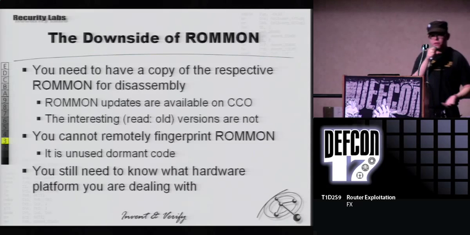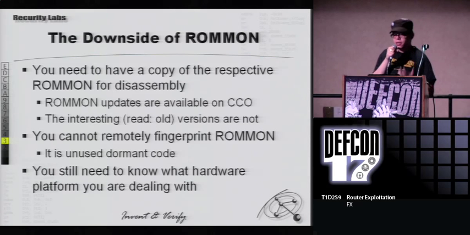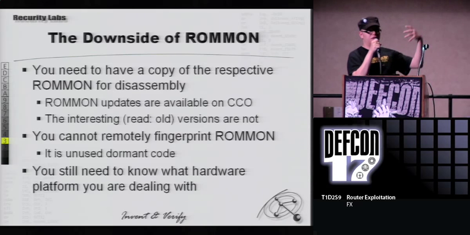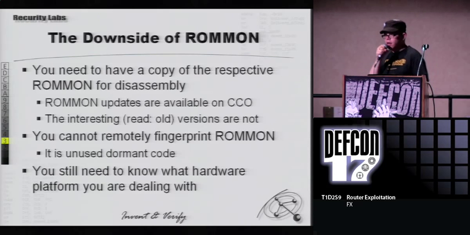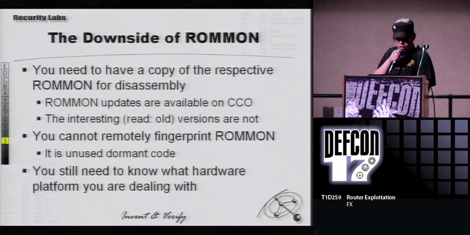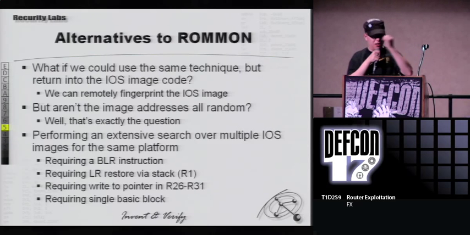The downside of ROMMON is actually getting it. The problem is you're interested in the oldest version, the one that is most distributed outside. That is not available as an update, obviously. So you will actually need to get the physical boxes and get ROMMON off them and disassemble them to know where stuff is. And because it's that code, you can't remotely fingerprint it. It would be like trying to remotely fingerprint the BIOS version of a PC, right? That's going to be hard too. And you still need to know the hardware platform, but that's a different issue.